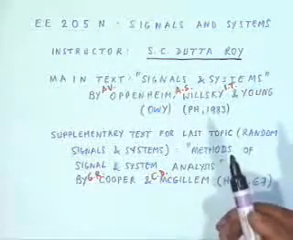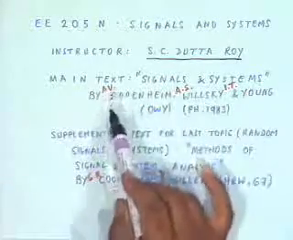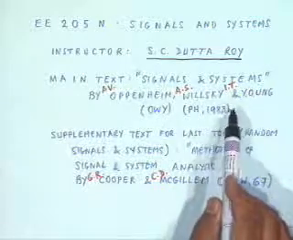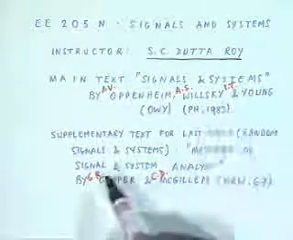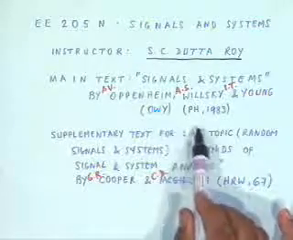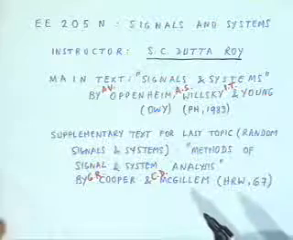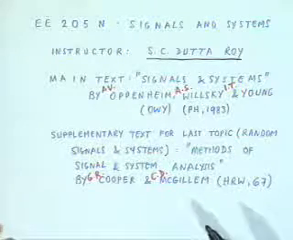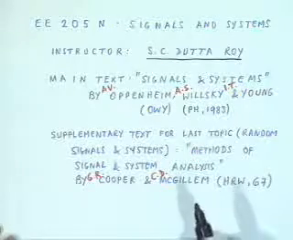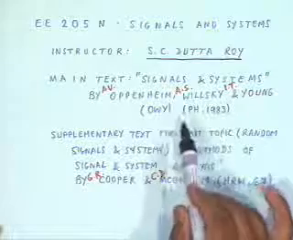Our main text is Signals and Systems by A.V. Oppenheim, A.S. Willsky and I.T. Young, and we shall abbreviate this as OWY. This is a Prentice Hall publication, 1983. For most of the course, except the last topic, we shall use OWY.